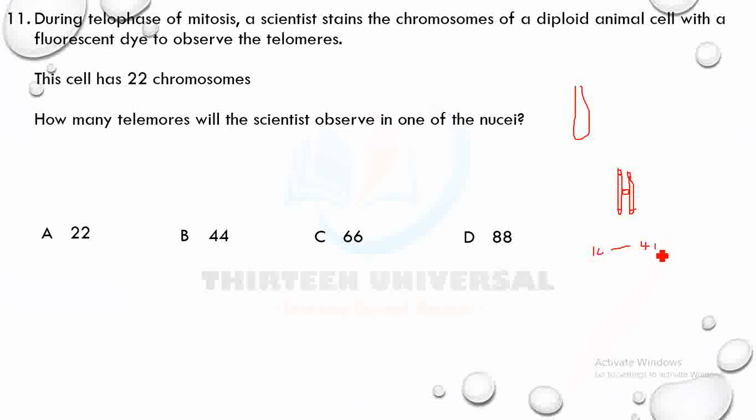If one chromosome has 4 telomeres, 22 chromosomes will give us how many telomeres? One chromosome has 1, 2, 3, 4. So 22 will give us how many? You just cross multiply, 22 times 4 over 1. 22 times 4 will give you 88, so that's going to be 88 telomeres. That is the answer, guys. No, not 88, 44. Sorry. 4 times 2 is 8.